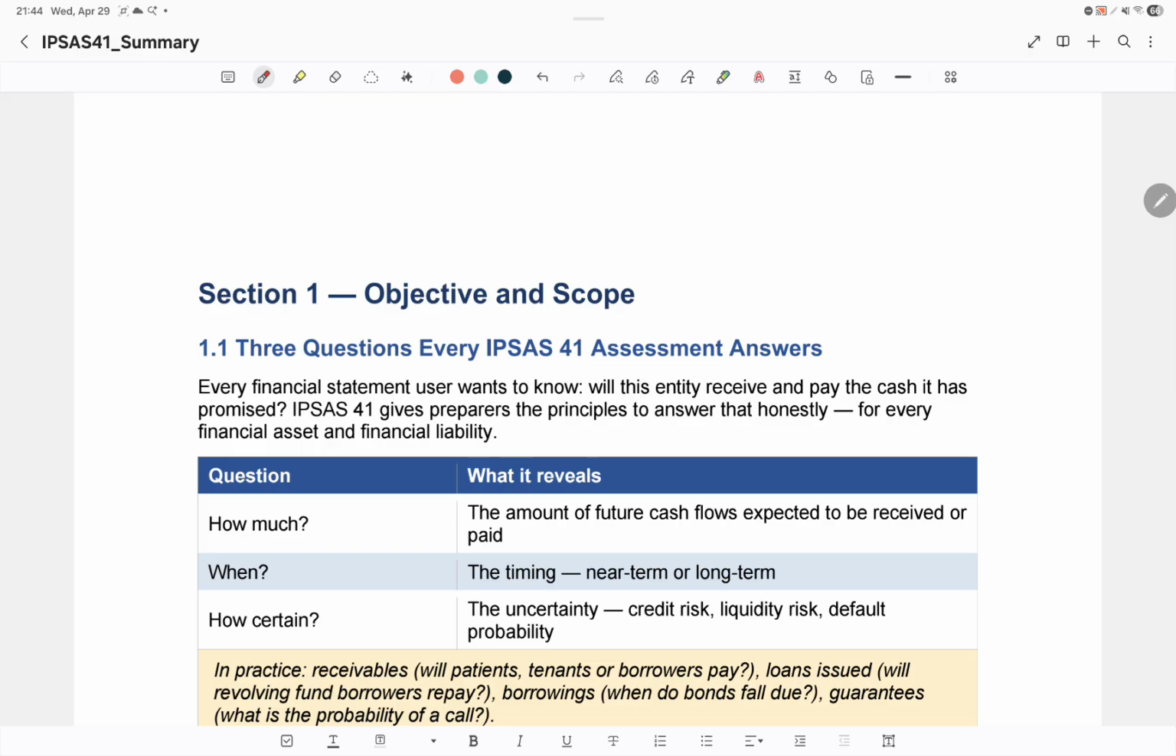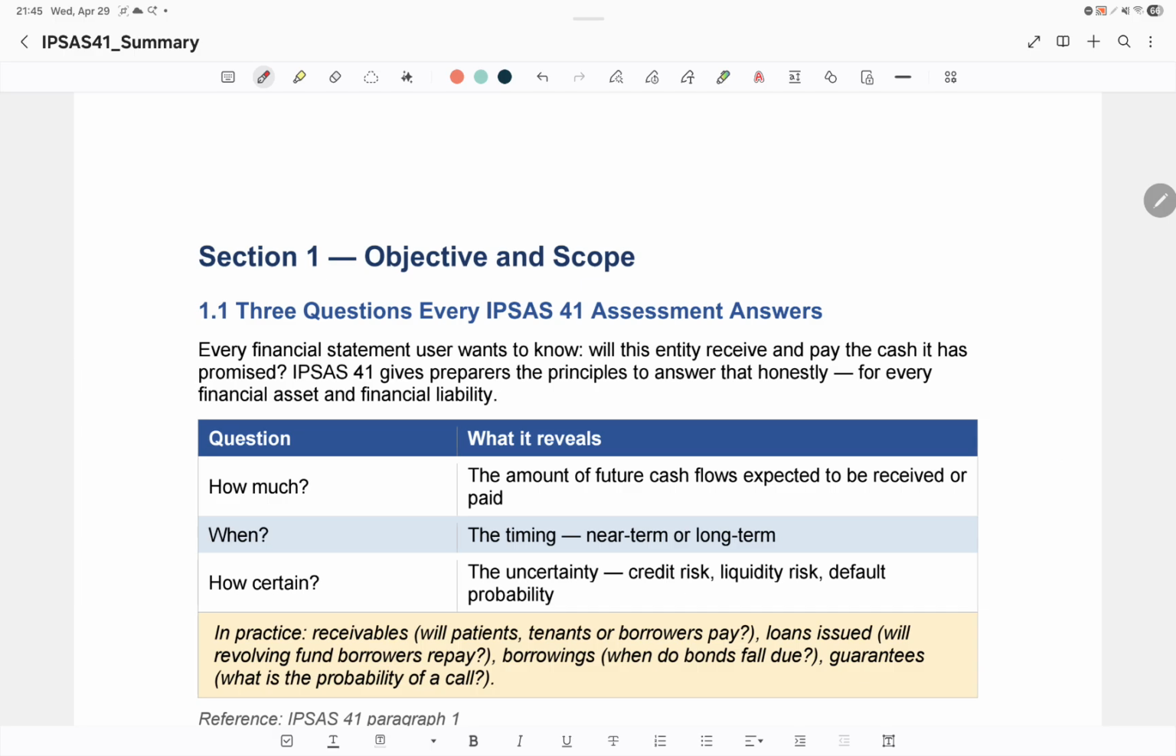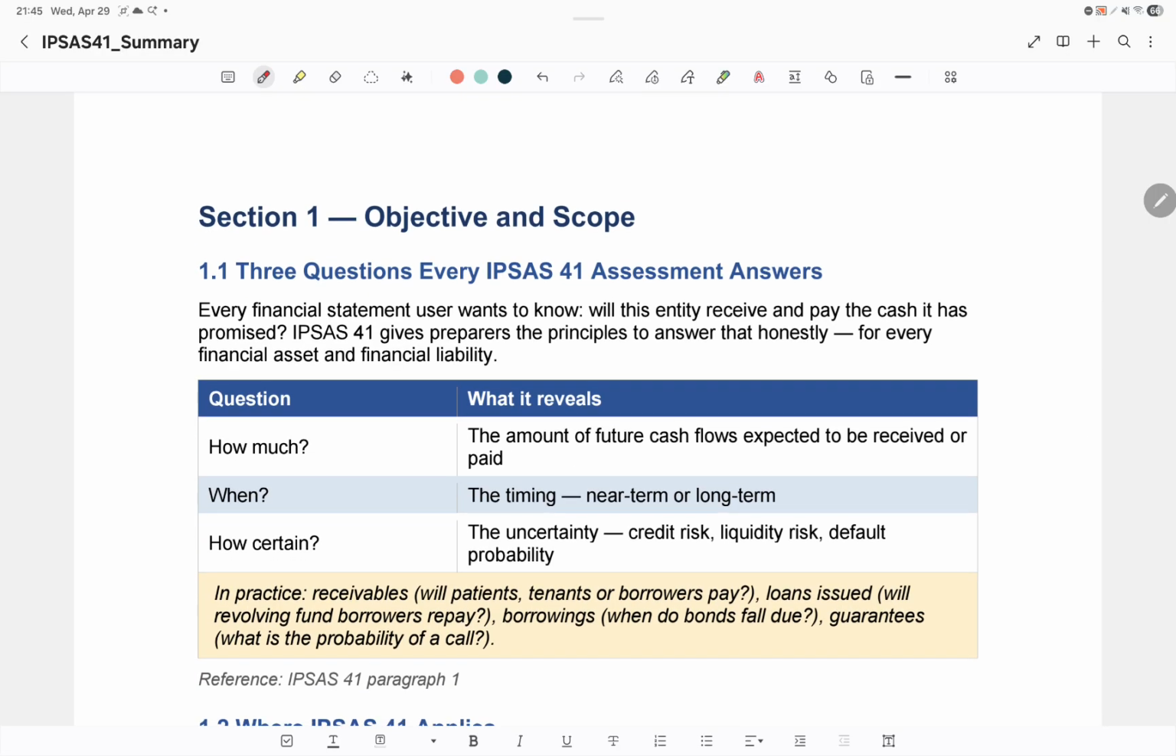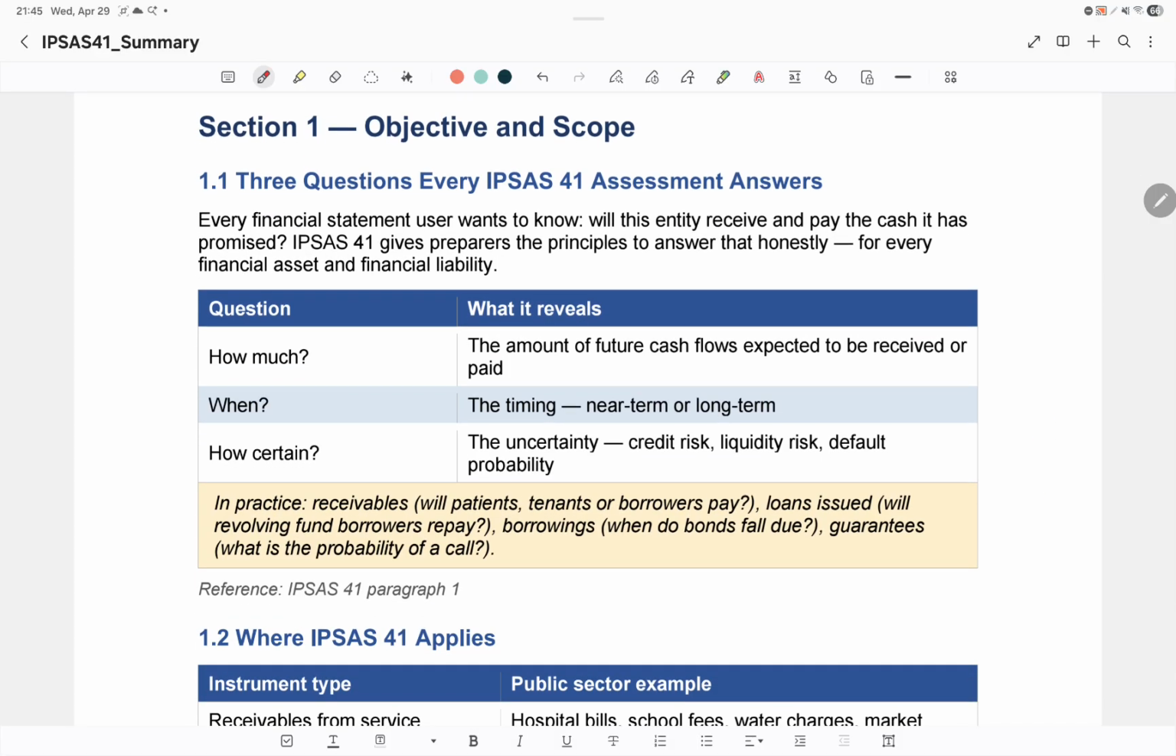Most of the times, every user wants to know an answer to these three questions, and financial instruments will give the preparers the principle to answer that honestly. So, for every financial asset and liability, the question one might ask themselves is how much? The amount of future cash flows expected to be received or paid. And then you will ask yourself when, the timing, near term or long term. Then you will ask yourself the certainty.